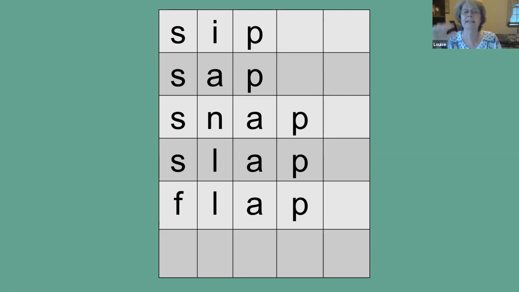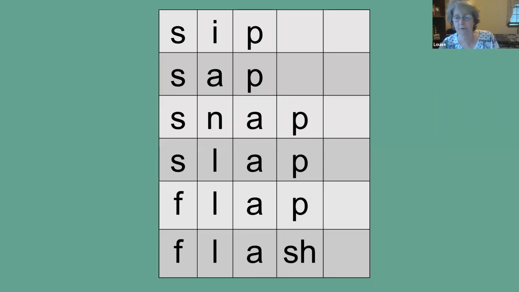So notice it's not always the same position in the word, right? Sometimes you're changing the initial phoneme or the medial phoneme. And the last example here, flash, it's the final phoneme of the word. And notice SH gets written in one box because it's one phoneme. Now, this is just a brief illustration, but if I were using this with a group of children, in 10 minutes, you could do 30 words.